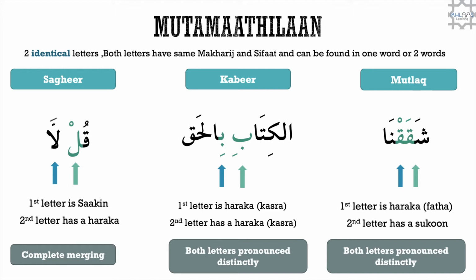The third category that we will look at is mutlaq. Here the first letter has a haraka and the second letter has a sukoon. So if we have a look at this example, shaqaqna, the first qaf has a fatah and the second qaf has a sukoon. Both the letters are pronounced distinctly, so this is known as Idghaam Mutamathilaan Mutlaq.